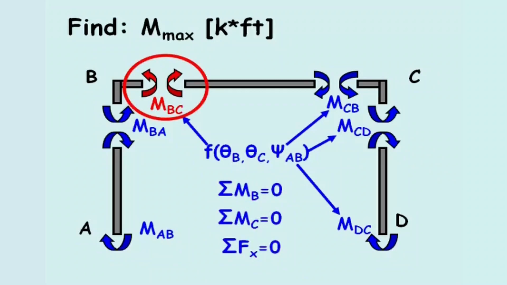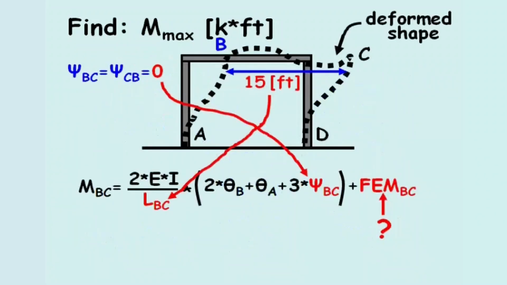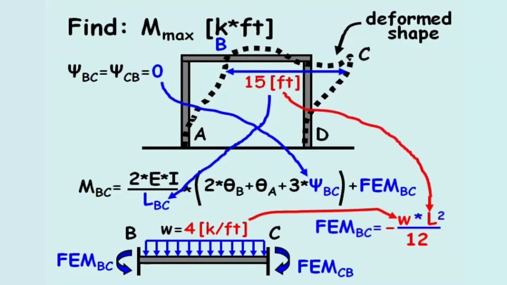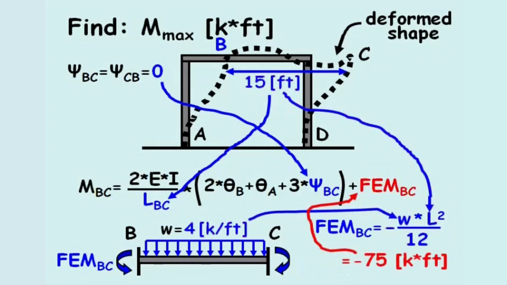If we next solve for moment BC, we know the length is 15 feet, the slope deflection is 0, and we don't yet know the fixed end moment for beam BC. From standard tables, the fixed end moment for a continuously loaded beam across the entire length equals the continuous load, W, times the length of the beam, L, squared, divided by 12. Plugging in these values, the fixed end moment, BC, equals negative 75 kip feet.